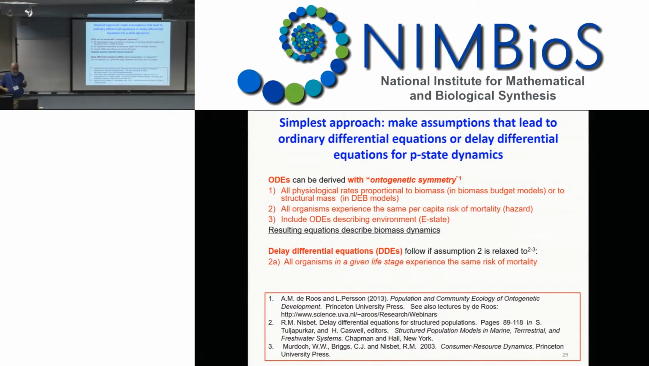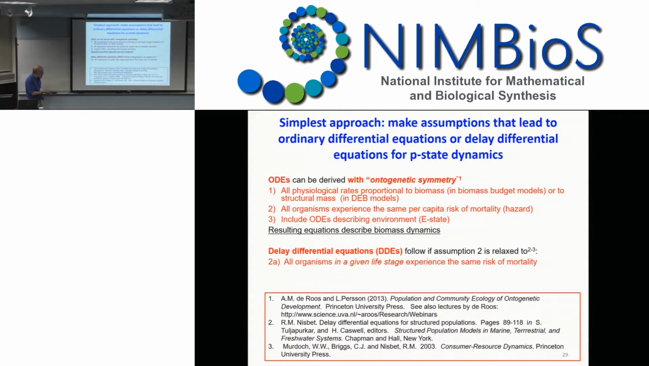Relevant to what Angie is planning as one of the breakout groups in this meeting is the fact that if you relax the most challenging assumption that the per capita rate of mortality is the same for all individuals across lifetime, and say that it's only true within a stage, you can get delay differential characterizations of the population dynamics. And in particular, you can get delay differential equations with dynamically varying time delays. And I hope Angie is going to say more about that later this morning.